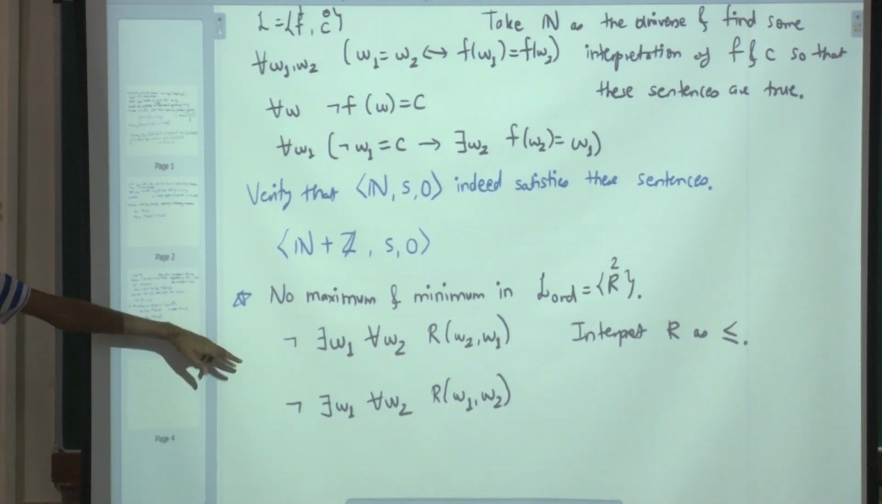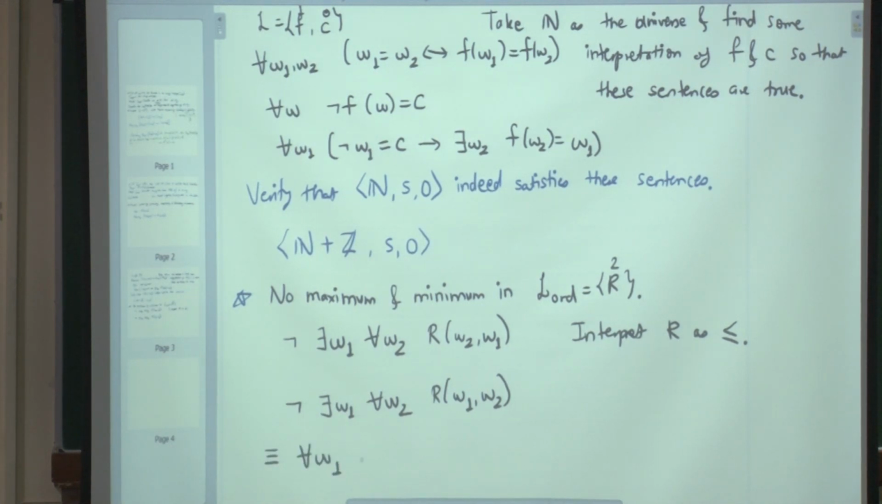What will happen? Negation there exists is what negation? This will be logically equivalent to for all W1, and then you push negation inside. So, negation there exists is for all negation. For all W2, R(W1, W2). Then this is also further equivalent to negation for all is there exists negation. Very good. So, for all W1 there exists W2 such that negation R(W1, W2).